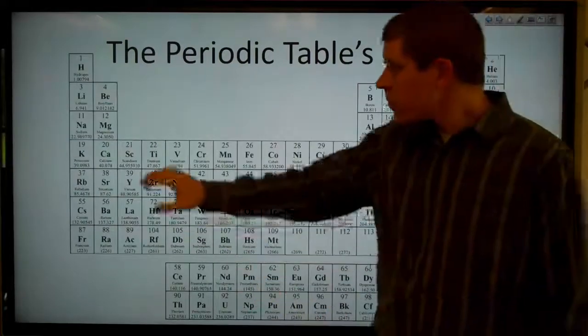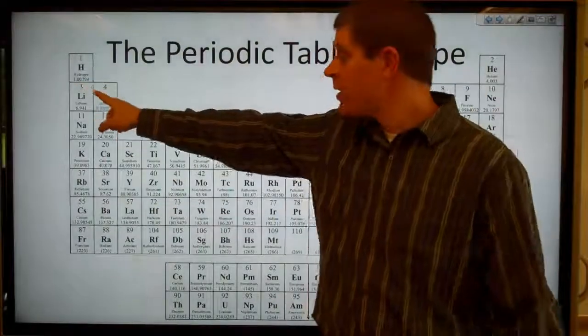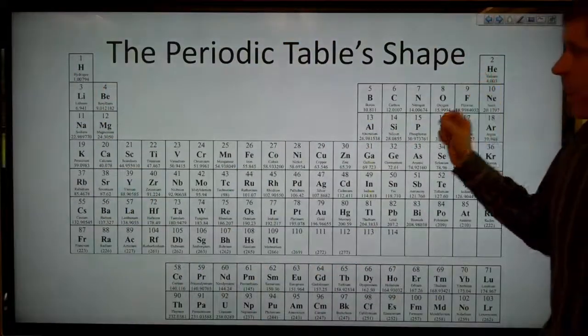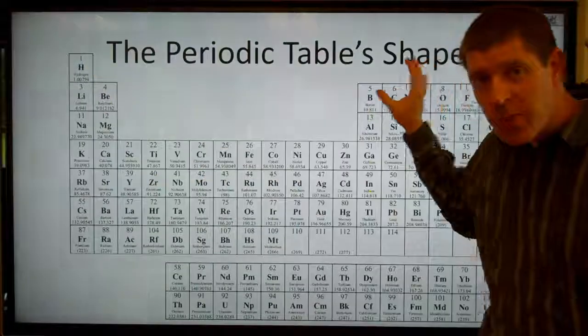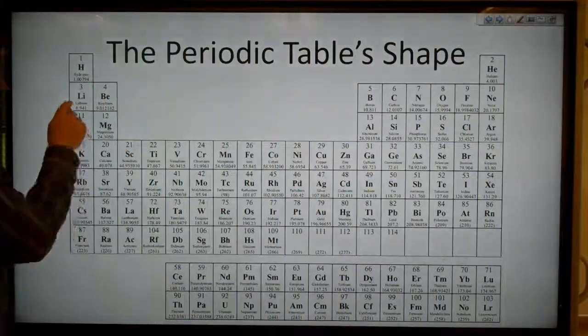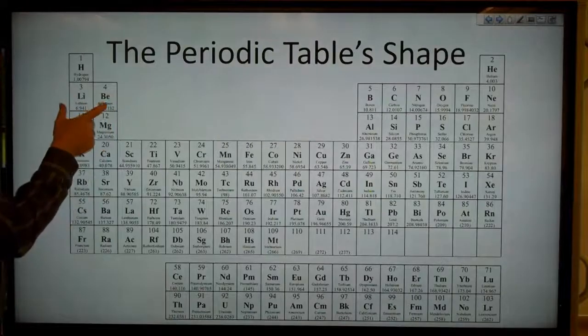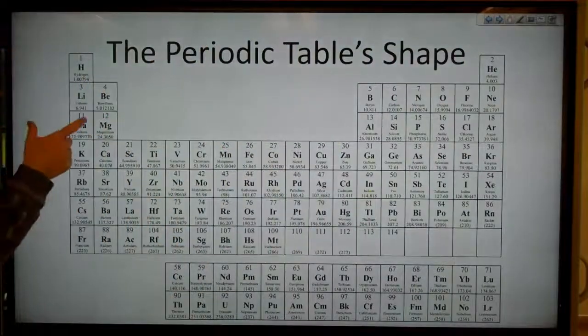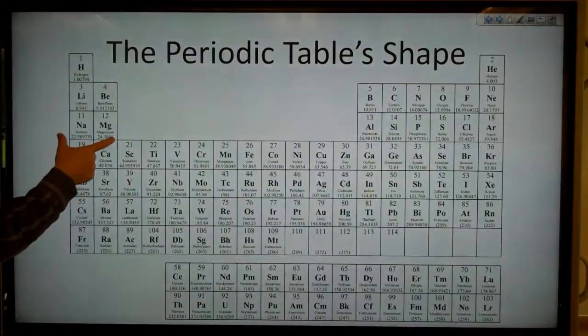So if we look up here, we have 1s. So hydrogen and helium fill in the 1s. Note that this first period is a little weird. So then we have lithium and beryllium. Our next two electrons go into the 2s. Then we have 6 electrons go into the 2p. Then we have 2 electrons go into the 3s, and so on.